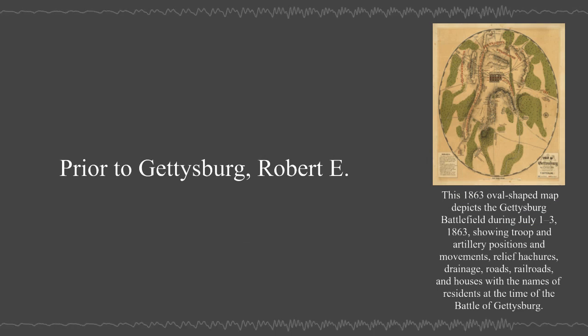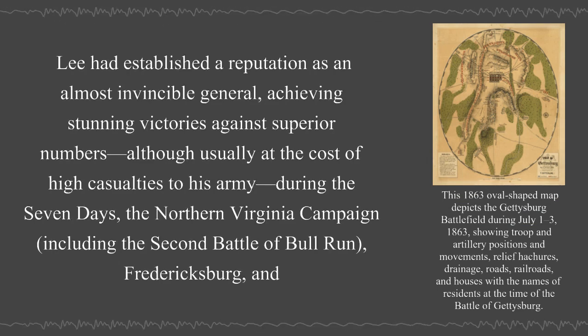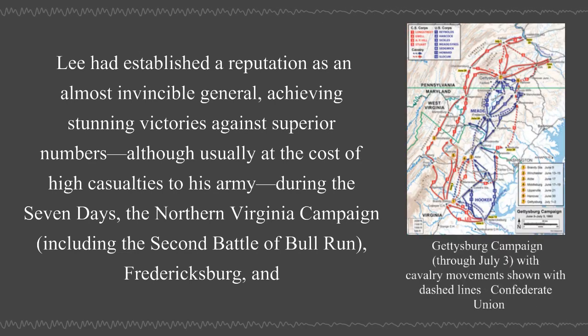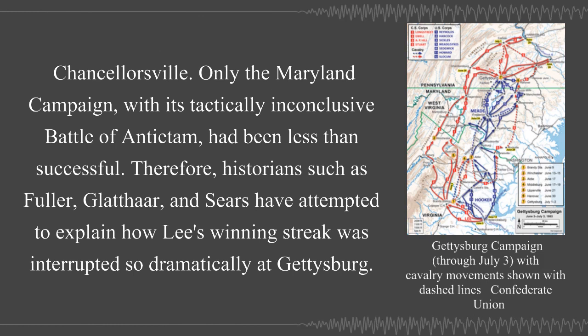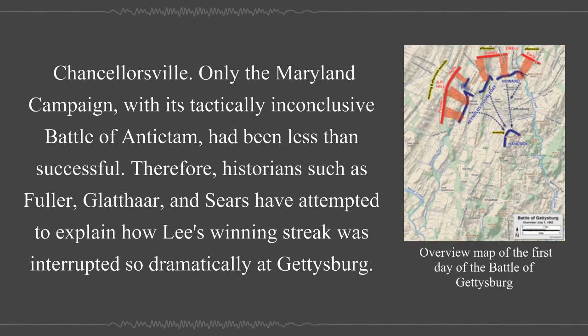Prior to Gettysburg, Robert E. Lee had established a reputation as an almost invincible general, achieving stunning victories against superior numbers, although usually at the cost of high casualties to his army. During the Seven Days, the Northern Virginia campaign, including the Second Battle of Bull Run, Fredericksburg, and Chancellorsville. Only the Maryland campaign, with its tactically inconclusive Battle of Antietam, had been less than successful.